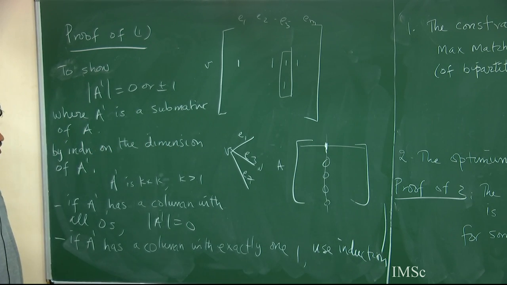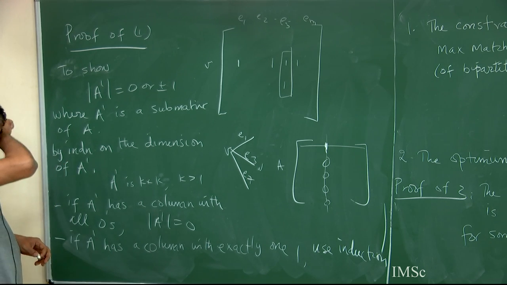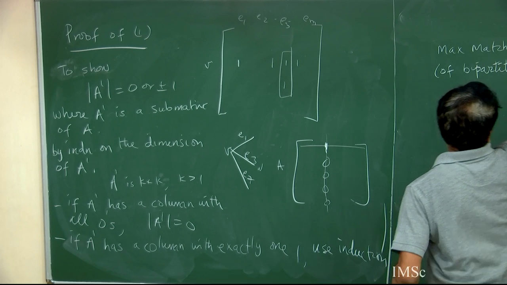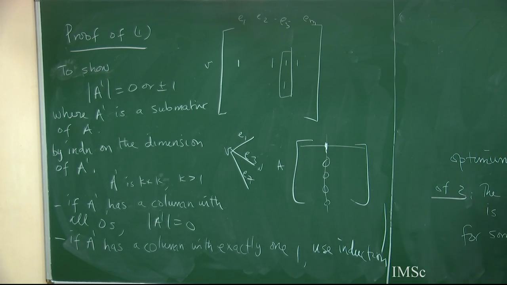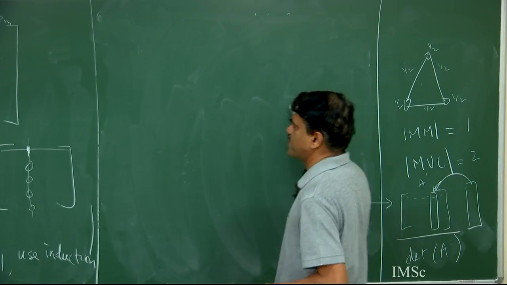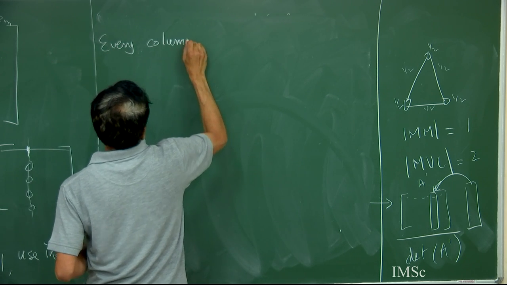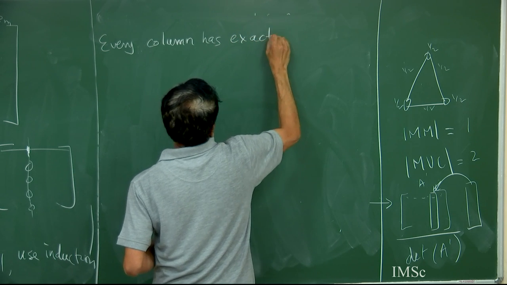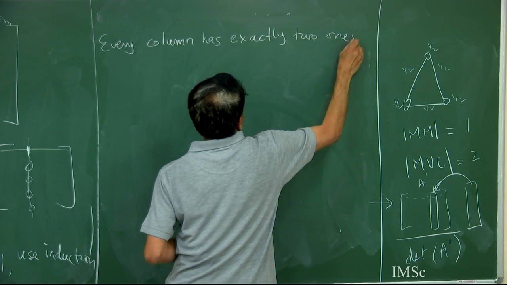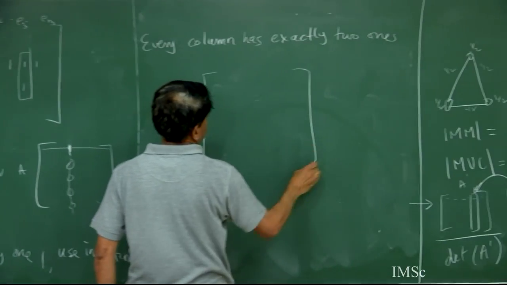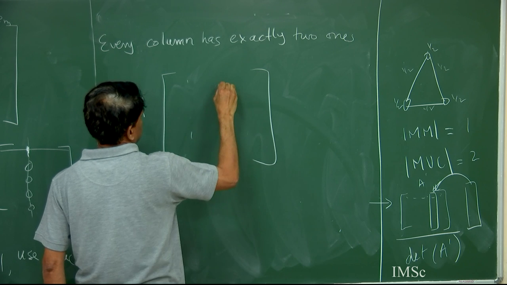So now I have the situation that every column of A prime has exactly 2 ones. Let's use the fact that it is bipartite now. It cannot be more than 2 ones because the whole matrix itself has only 2 ones, right? So I have this A prime where every column has exactly 2 ones.